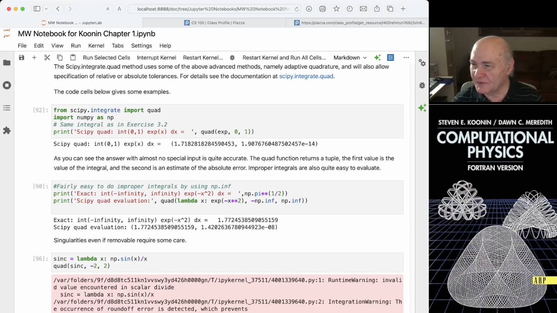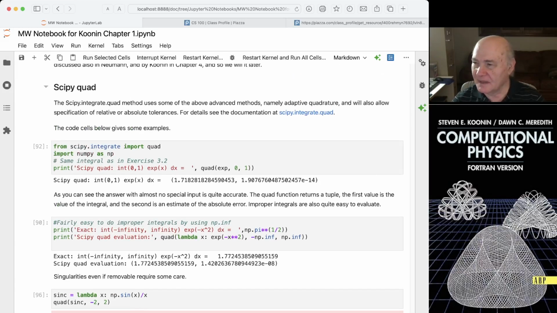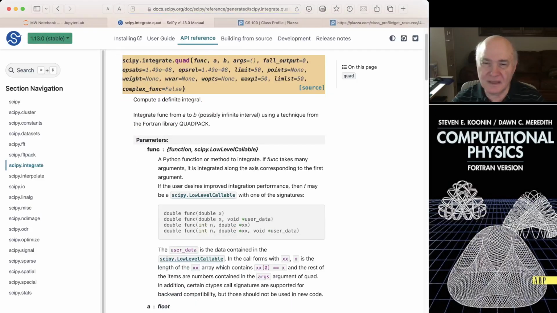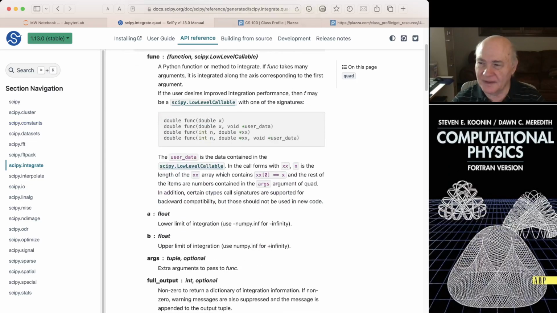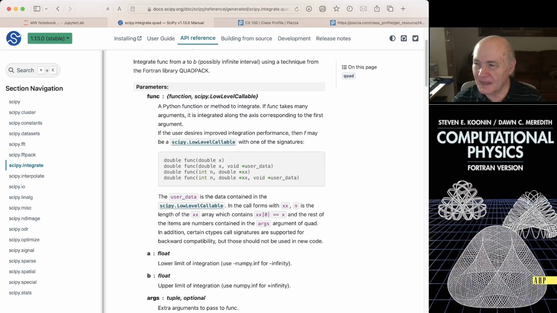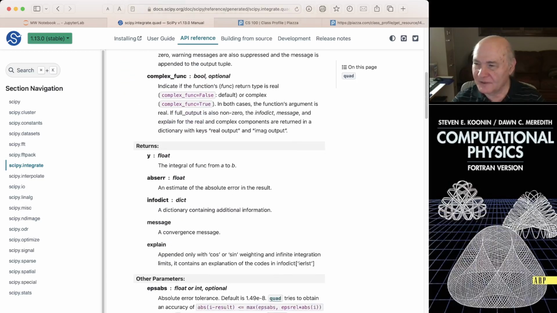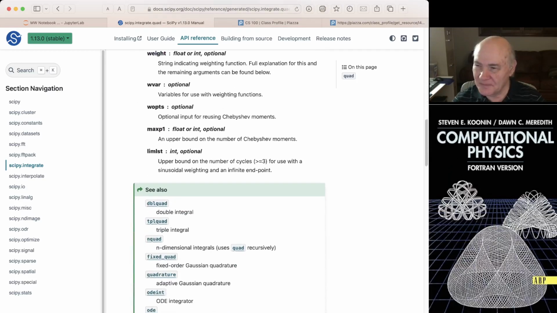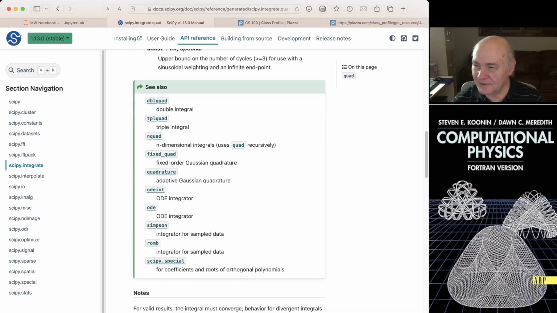No special inputs. Now, if you go to the documentation for scipy.integrate.quad, you see there are all these parameters, and they describe that it's the Fortran library QUADPACK. It's very complicated. They explain them all, and there are some other functions you can look at. They have Romberg for sample data, and Simpson for sample data.